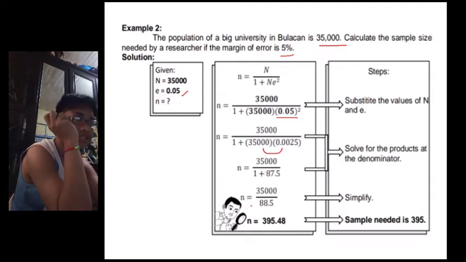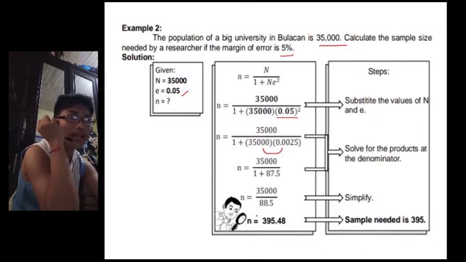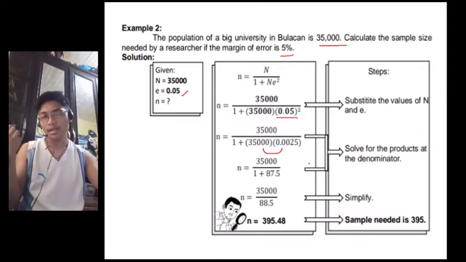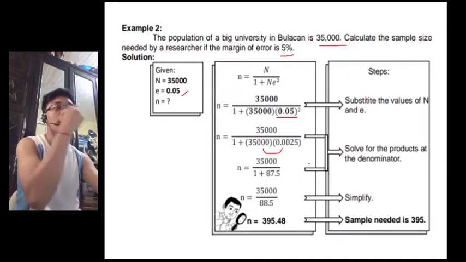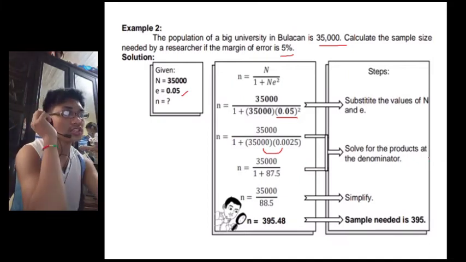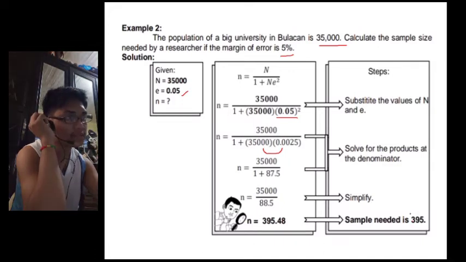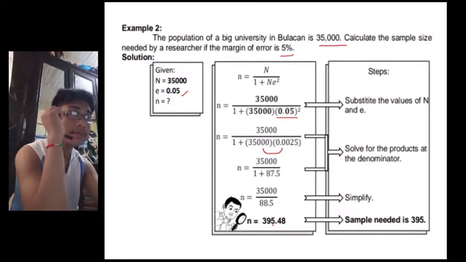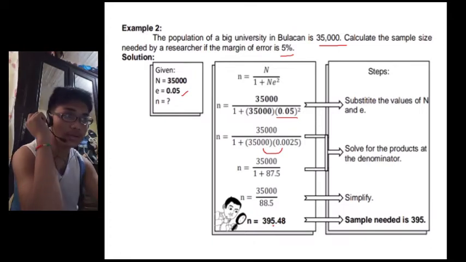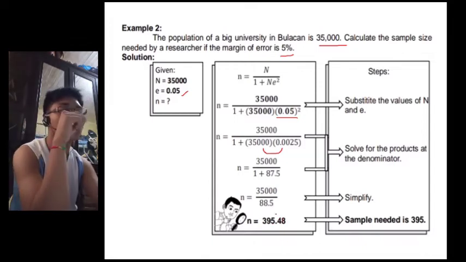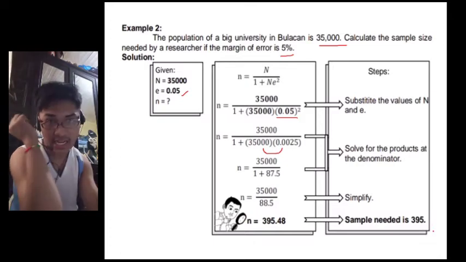Then, divide. For this, I suggest that you may use a calculator, just to make your computation easy. So your sample needed is 395. You are going again to estimate it to the nearest one. Ano po ba ang katabi ng 5? Yung 4. So stay lang. Kaya 395 instead of 396.